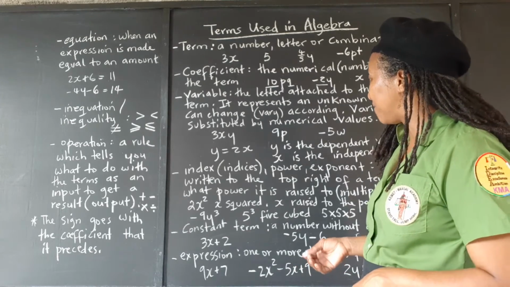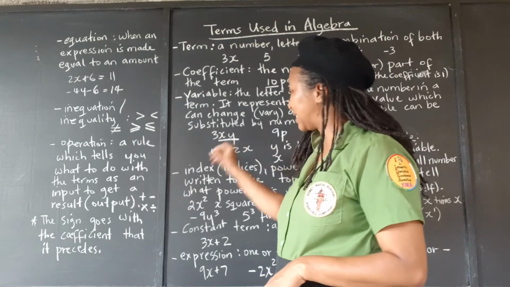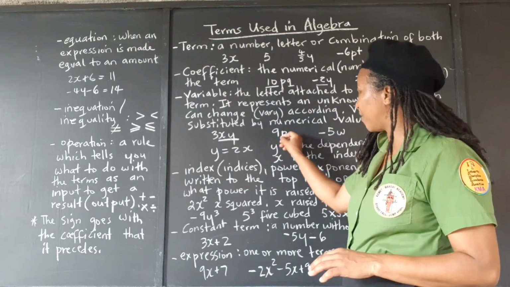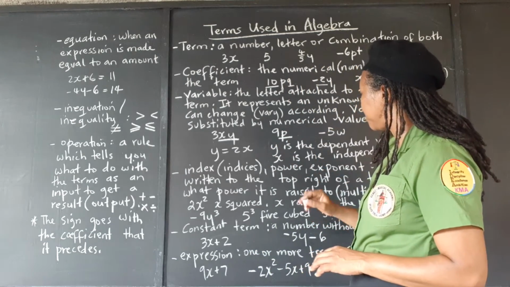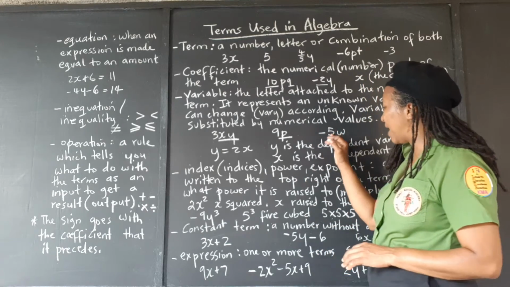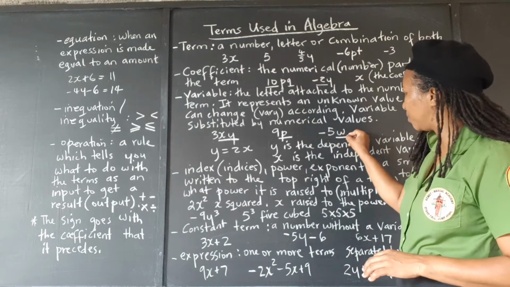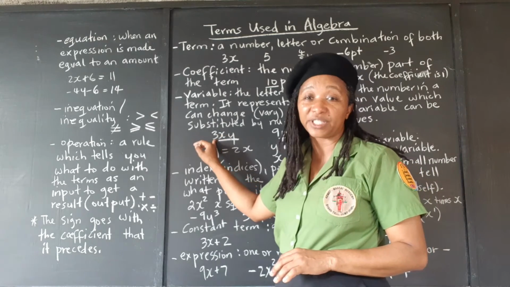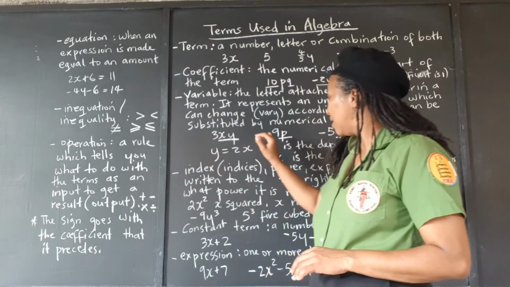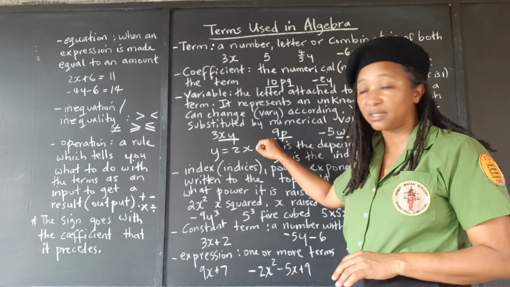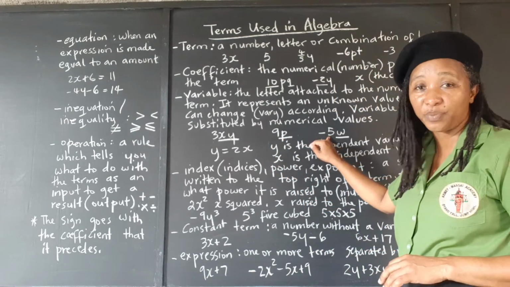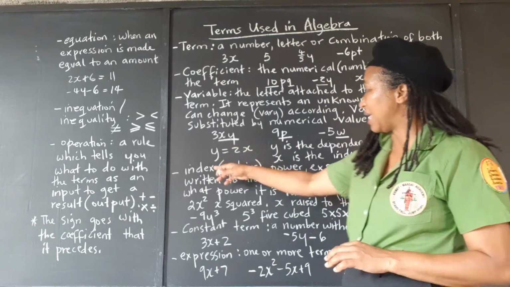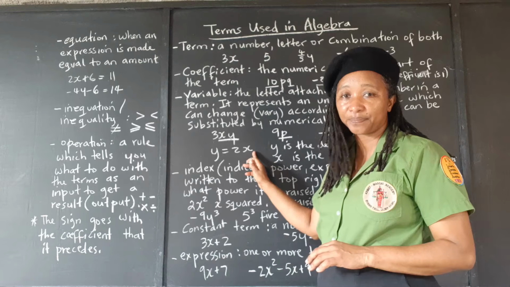So what is the variable here? We have two variables, x and y are variables. 9p, the variable is the p, negative 5w, so the variable would be the w. Alright, so the 3 would be the coefficient here, the 9 would be the coefficient, the negative 5 would be the coefficient. Now suppose we have y is equal to 2x.